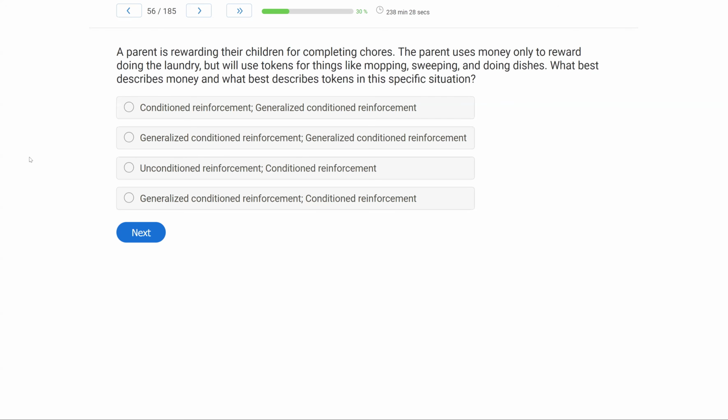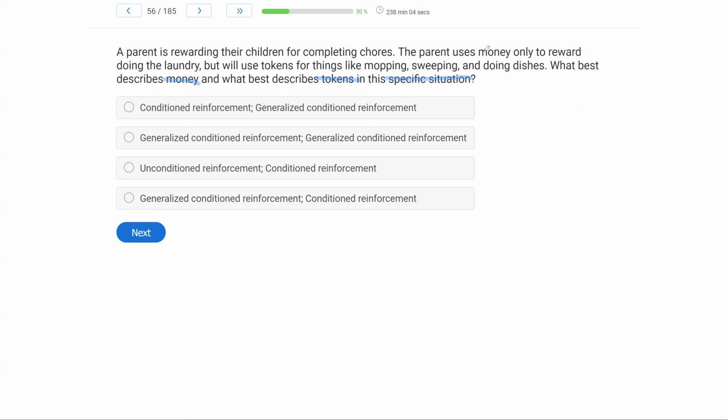So a couple things here. One, we are looking at this situation and this situation only, and that's typically true for these questions. You want to look at them in a vacuum, meaning one question does not affect the other. Two, we're looking at two things. We're looking at the money and we're looking at the tokens and what role they're playing, or what we would consider both the money and the tokens.